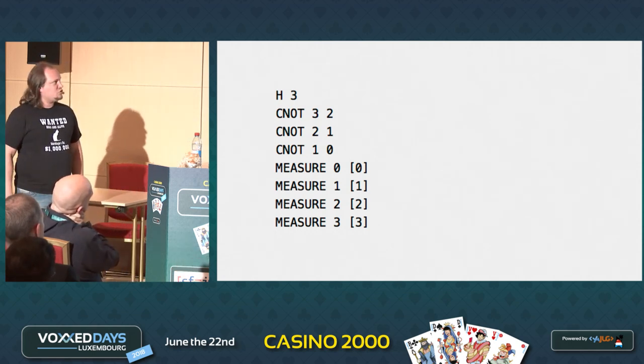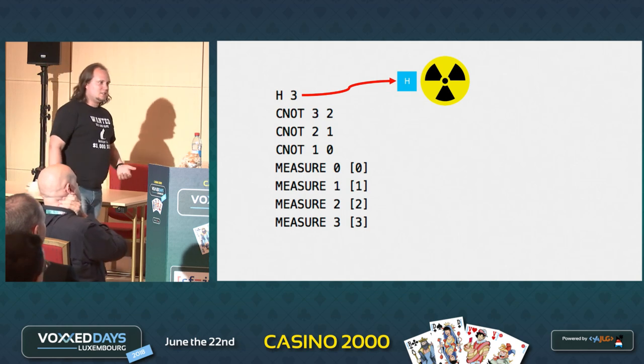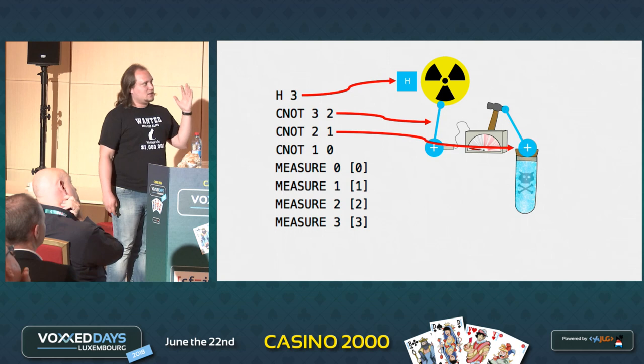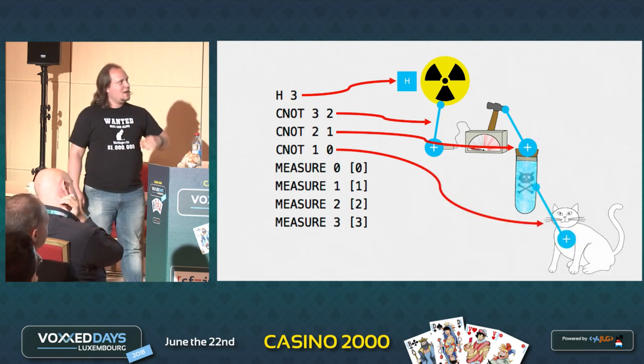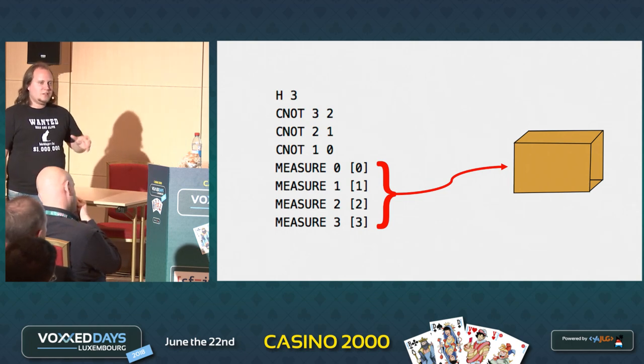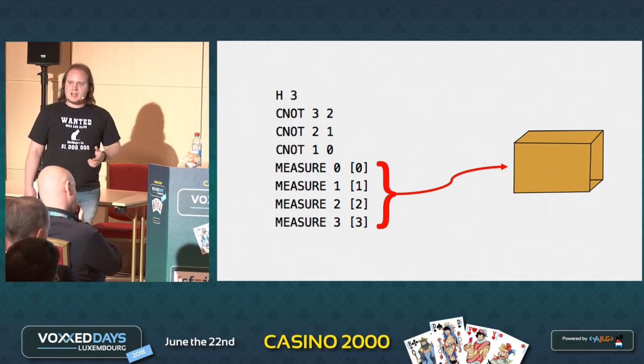And to go through it really quickly, we put our isotope in superposition. We connect it to the Geiger counter. We connect that to the poison. We connect that to the cat. And then we measure all of them. Wonderful. And you can read this in by part 2, which is a Python SDK.